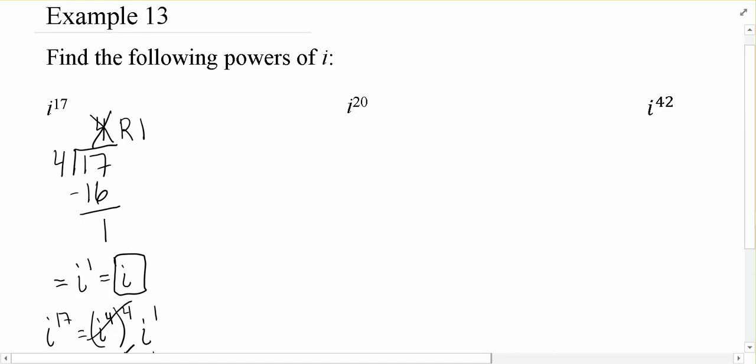So how about i to the 20th? How many times does 4 go into 20? It goes in 5 times, but most importantly, what's the remainder? It's nothing. So the remainder of 0 says this is the same thing as i to the 0, and anything to the 0 power is 1.